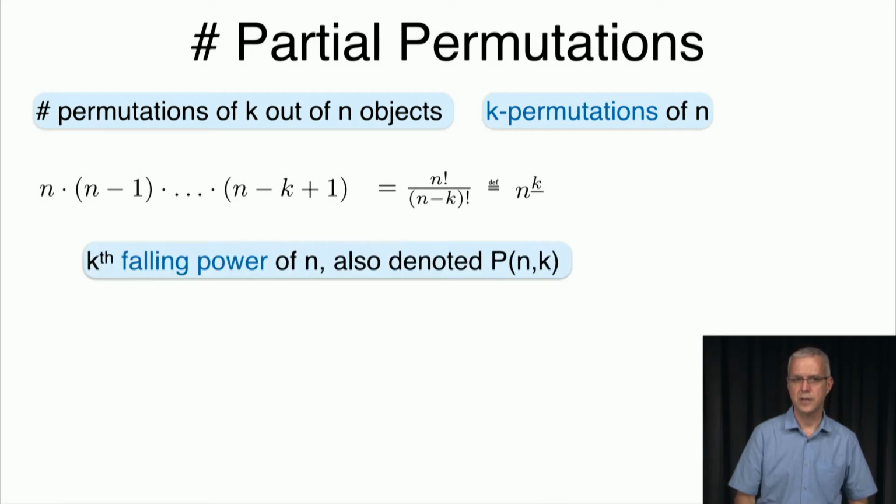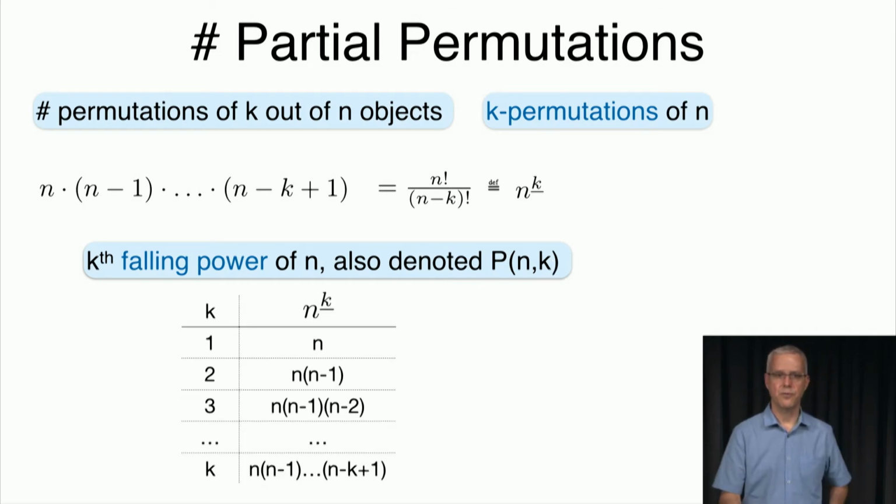We call it the kth falling power of n, and some people denote it by P(n, k) for permutation of n elements, where we take just k of them. Okay. So here are some values of the kth falling power of n for small values of k.